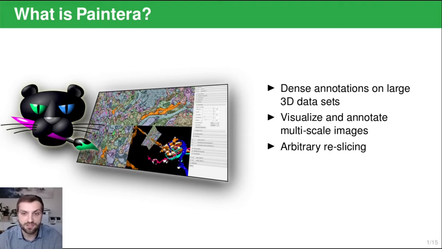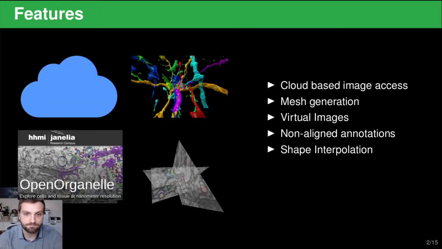One of the key features is the ability to view and paint from any arbitrary reslicing of the data, to more easily annotate structures that are not axis aligned. Some of the features that are unique to Paintera among annotation tools are the ability to load images from cloud sources, generate meshes on the fly, process virtual images with little additional memory overhead, painting in non-orthogonal axes, and volumetric shape interpolation. Now before we jump into demos of some of these features, I'd like to show a project at Janelia that is currently using Paintera.